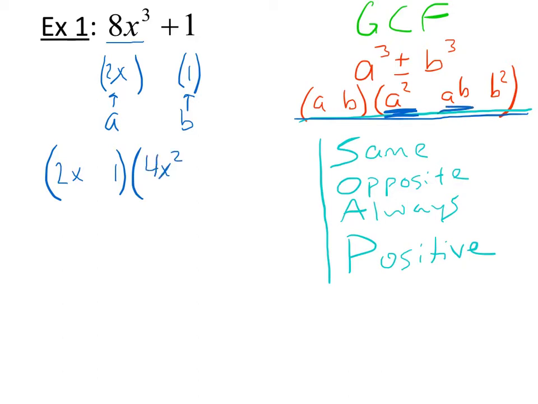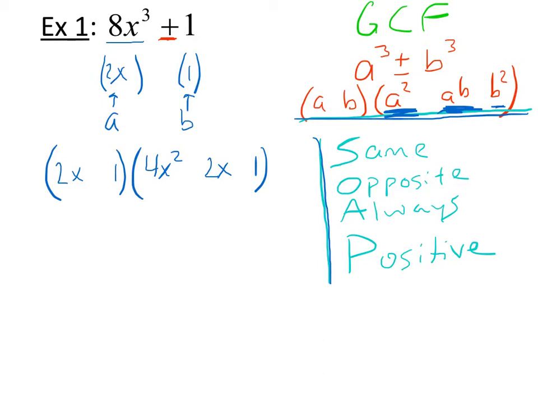And then I have to do A times B. 2x times 1 is 2x. And then lastly, B squared. 1 squared is 1. So I've got that all taken care of. Now I have to use SOAP to figure out the signs. The signs all run off of whatever this sign was in the original problem. In this case, it was a plus.